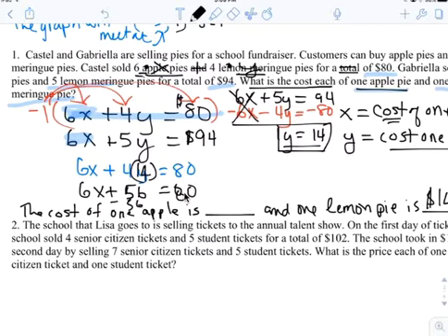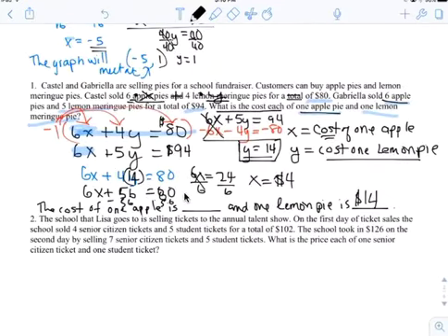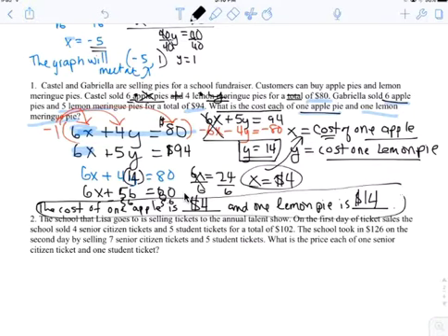Minus 56, minus 56. 6x equals, subtract that, 24. Divide by 6, divide by 6. X then is equal to $4 for the cost of one apple pie. X represents the cost of one apple pie. The cost of one apple pie is $4. That is your answer right here. Okay.